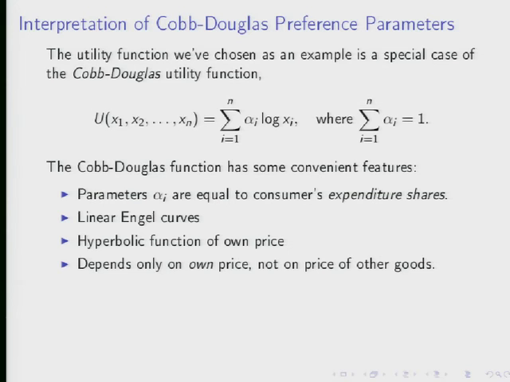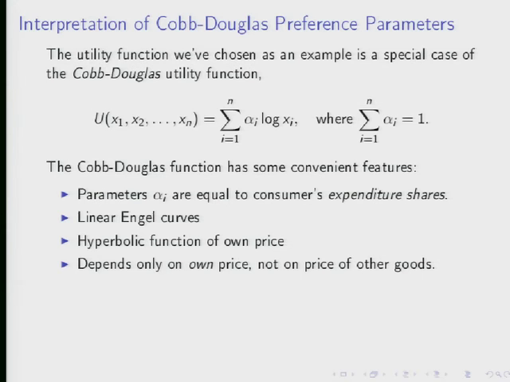So the parameters alpha i, when they sum up to 1, I think I already said this last time, are equal to the expenditure shares. You can see that immediately from this equation. If I multiply both sides by prices here, I get price times quantity of xi, so that's expenditures on good xi, and it'll be equal to alpha i times y. So that tells us that alpha i is equal to the share of your total expenditures devoted to purchasing good xi. So alpha i is an expenditure share. It has that interpretation for these preferences.